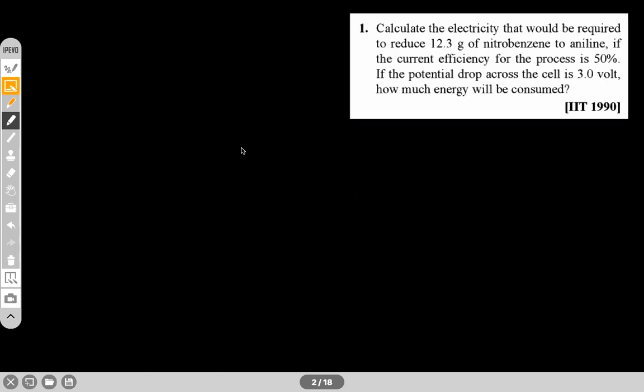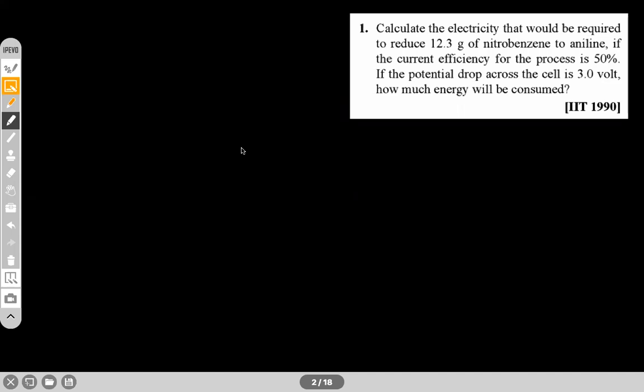As you can see, the first problem is: calculate the electricity that would be required to reduce 12.3 gram of nitrobenzene to aniline if the current efficiency for the process is 50%. Okay, so current efficiency is 50%. If the potential drop across the cell is this, how much energy will be consumed? Potential drop is given as 3, right? It means that 3 is the EMF of the cell.